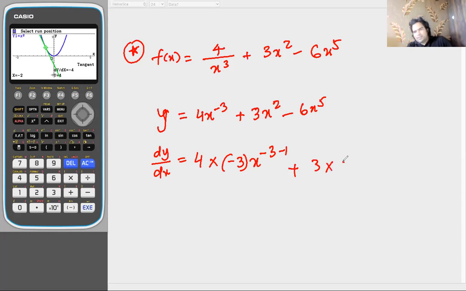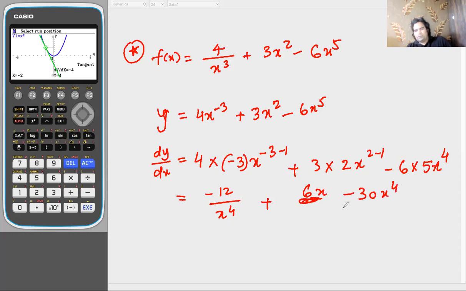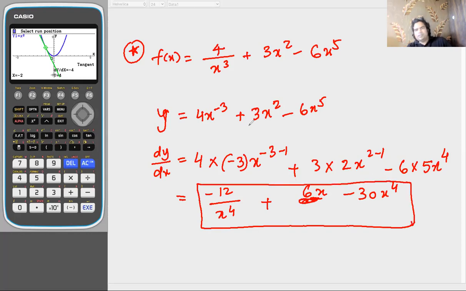X squared derivative we just did, so 2x to the power 2 minus 1. Minus 6 as it is, x to the power 5 will be 5x to the power 4. So if you simplify, this will be negative 12 over x to the power 4 plus 6 over 6 times x basically, and minus 30x to the power 4. So this becomes the slope formula for this given curve.